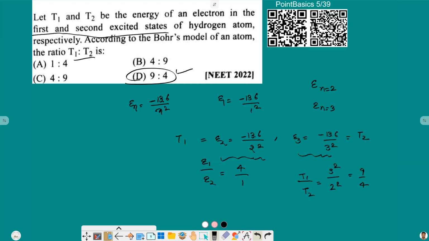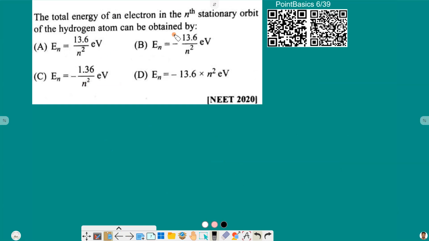Moving ahead. Total energy of the electron in n stationary orbit of the hydrogen atom can be obtained by minus 13.6 by n square electron volt, and here that is option B.